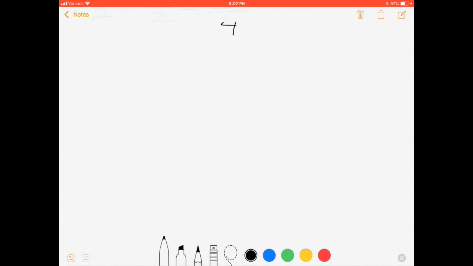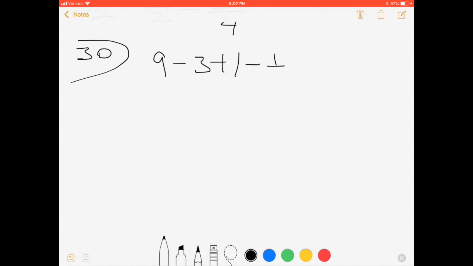One more example. Number 30. Here you have 9 minus 3 plus 1 minus 1/3 plus, and continue. Looks like we have a geometric series whose first term is 9 and ratio is negative 1/3. The ratio is negative because every time you have a change in sign: minus, plus, minus, plus, as happens if you multiply by a negative number every time.